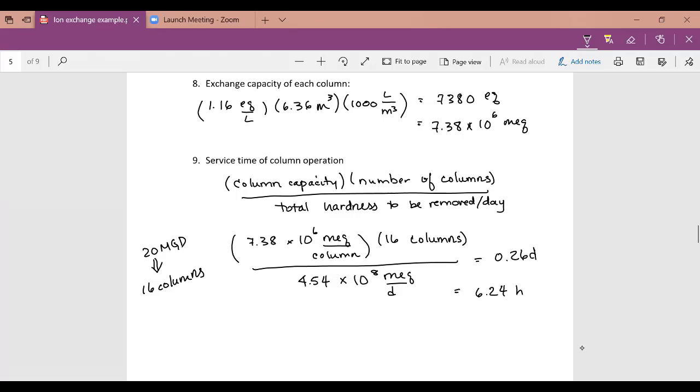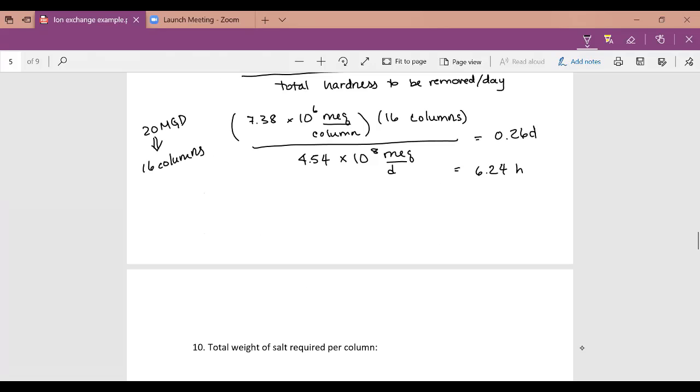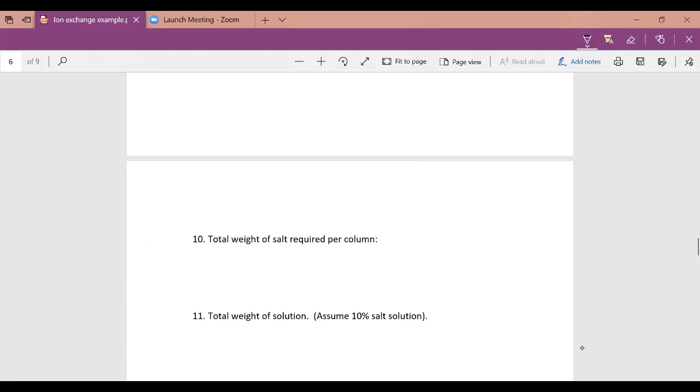1 MGD, 2 MGD, reasonable number of columns. But you're talking here 20 MGD, 16 columns, and having to regenerate 4 times a day. Any questions? Okay, the manufacturer also stated, notice we're using a lot of manufacturing data, and that is the case with these ion exchange resins.